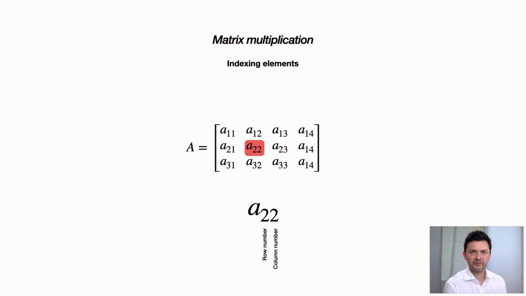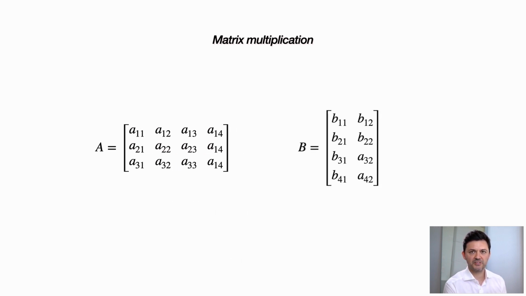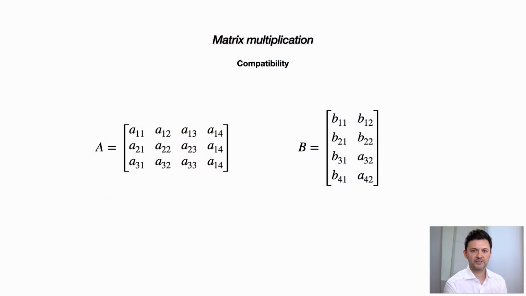So to perform matrix multiplication, we need to have two matrices. Let's introduce another matrix B, which has 4 rows and 2 columns. Before we can actually multiply matrices, we need to check if they are actually compatible, because not all matrices can be multiplied with each other. Let's first check what are the dimensions of these two matrices. The matrix A has dimensions 3 times 4, which means it has 3 rows and 4 columns. The matrix B is of the size 4 times 2, which means it has 4 rows and 2 columns.